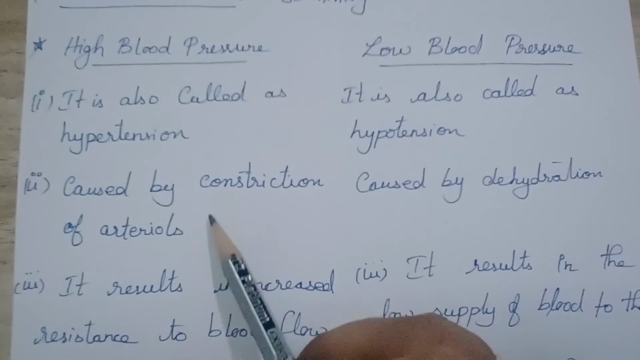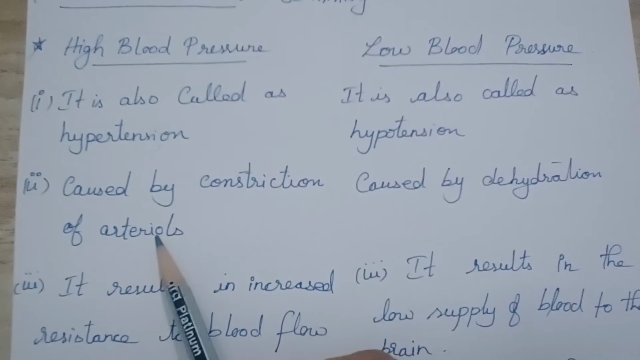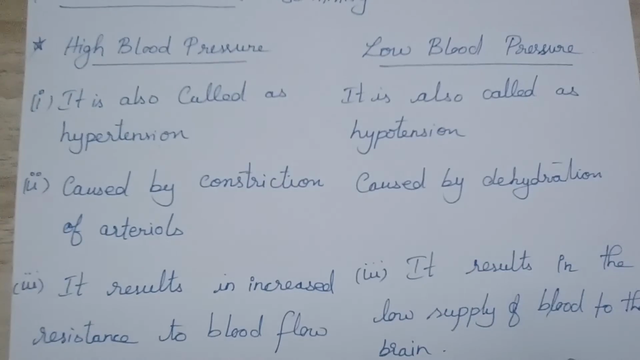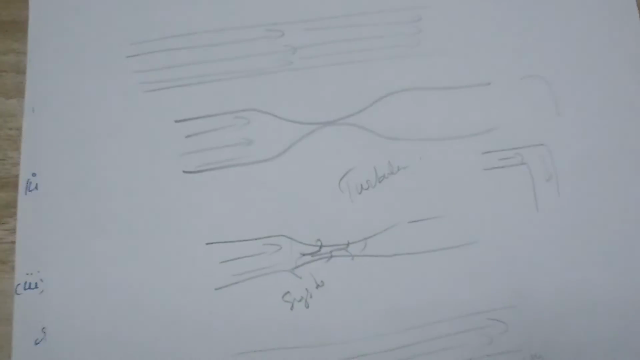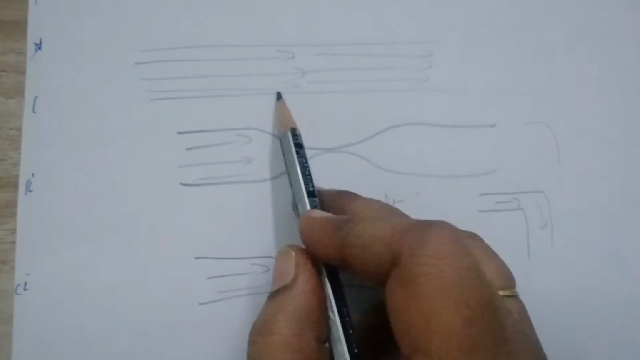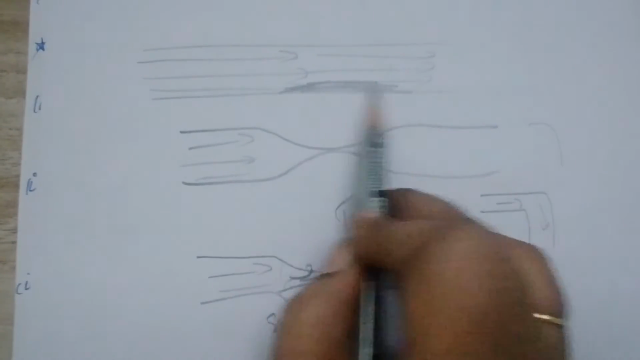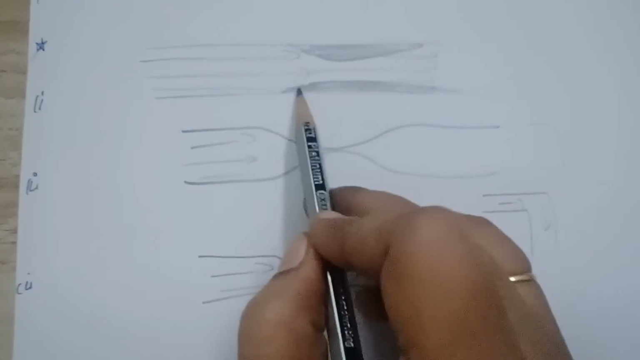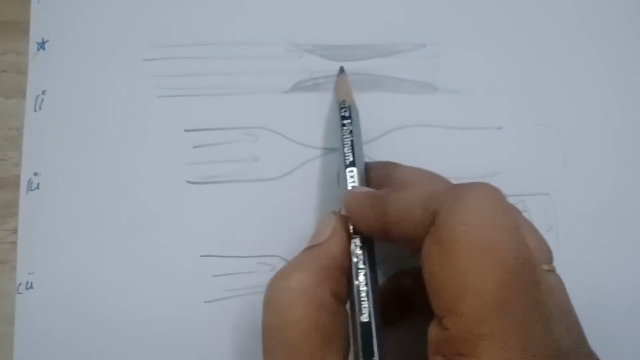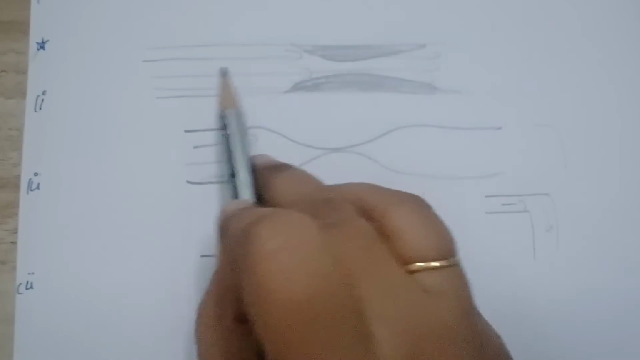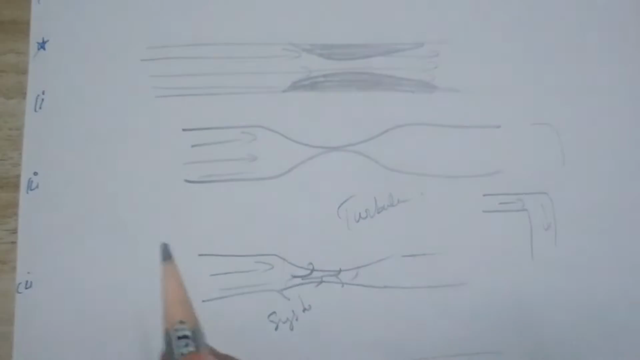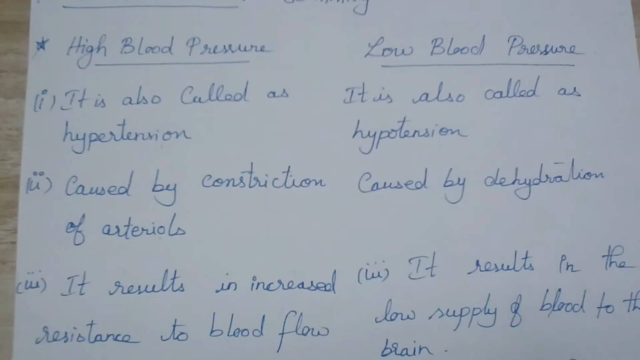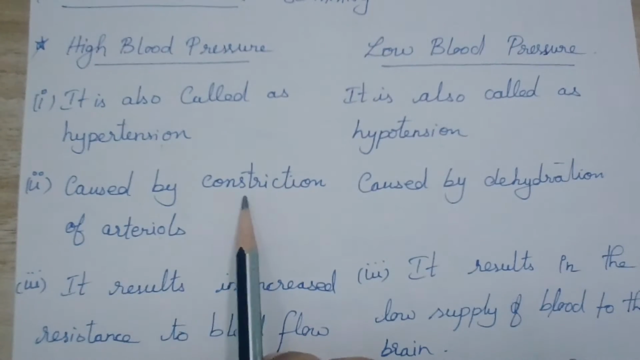Why? It is caused by the constriction of arterioles. When there is restriction, it will be flowing like this. When there is some deposition here because of cholesterol, the path of the blood becomes narrower. Blood already comes with some force. When it is narrowed, there will be a disturbance in the flow and blood flow will be restricted, right? So it is caused by the constriction or narrowing of the arterioles.